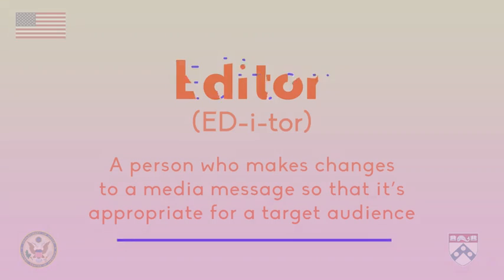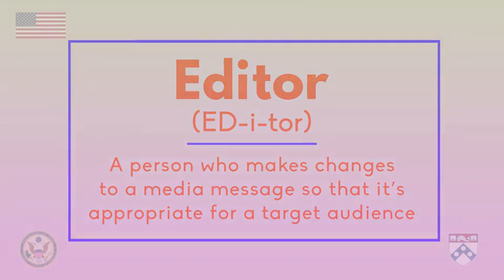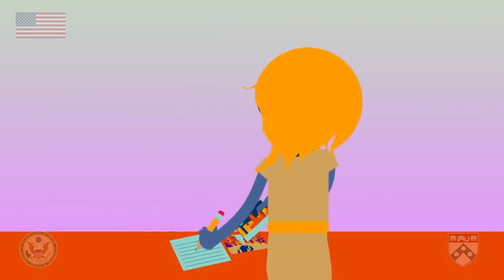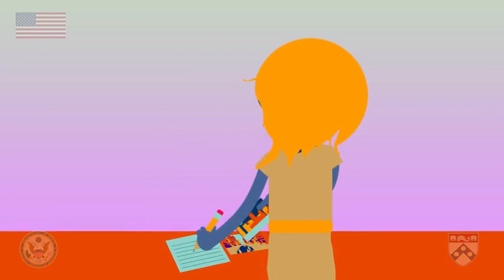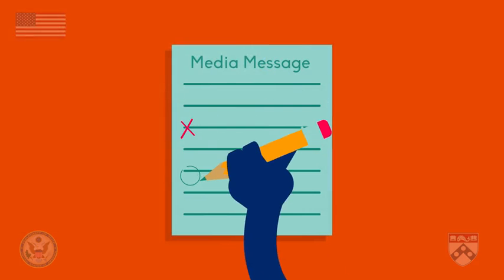Once the basic story is put together, it is given to editors. An editor is a person who makes changes to a media message so that it's appropriate for a target audience. That means they might try to make a story more interesting, for instance, or they might change the word choice to match certain cultural values. Editors are very important because they choose exactly what the media message says and what it looks or sounds like. This includes choosing what people say, choosing which images to show, choosing text, and choosing the organization of the message.